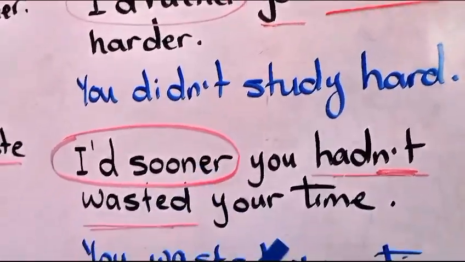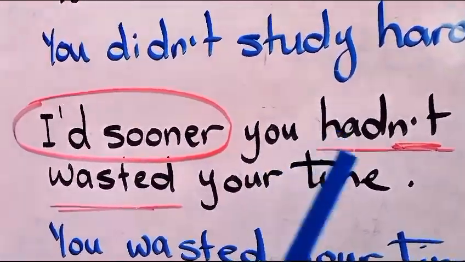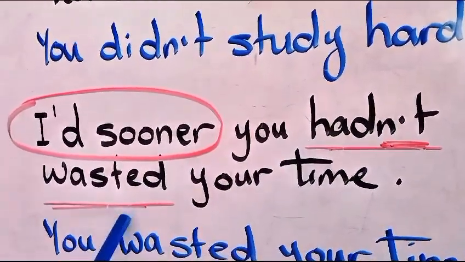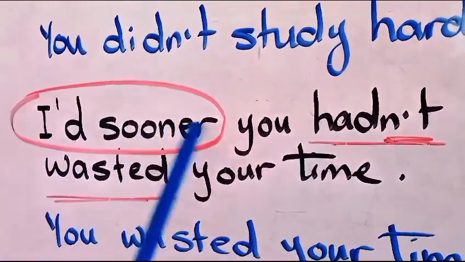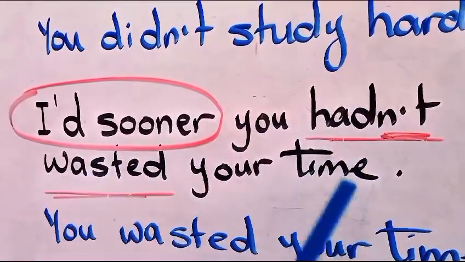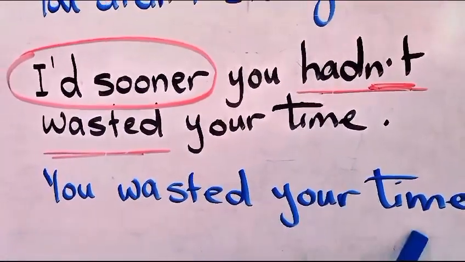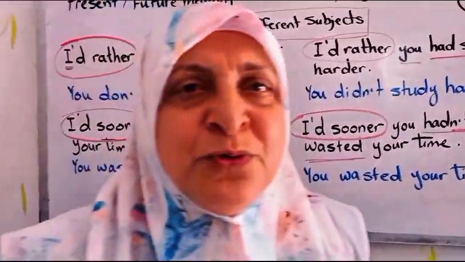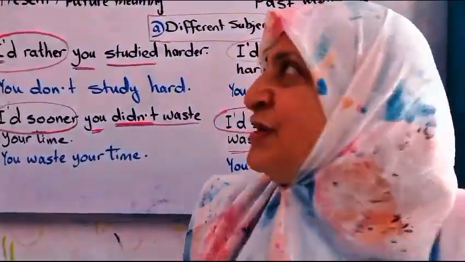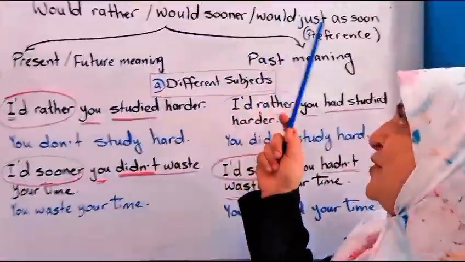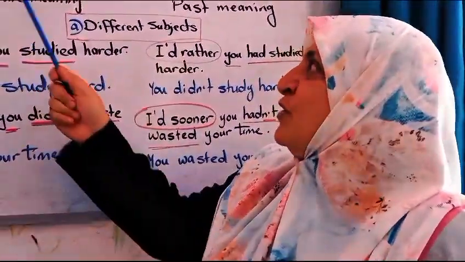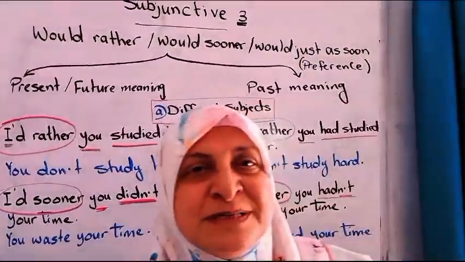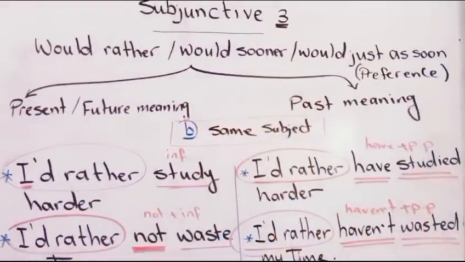Or when you want to express negative, you make the negative from past perfect. So I use I'd sooner you hadn't wasted your time, means you wasted your time. So here we have those expressions with the subjunctive, would rather, would sooner, would just as soon to express subjunctive.